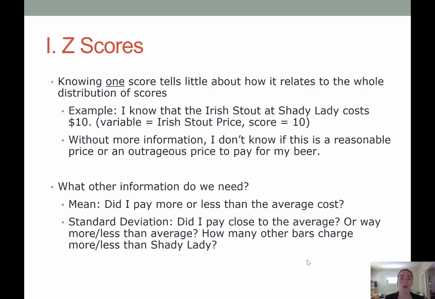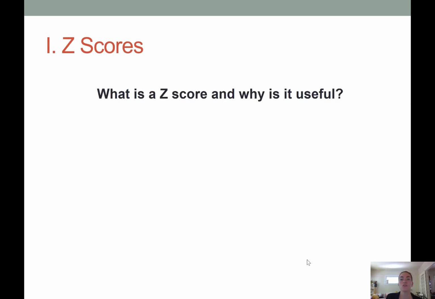I'd also be interested in knowing the standard deviation of that distribution of prices. I'm interested in knowing how much deviation there exists in the prices of Irish Stouts across other bars. So if the mean is $7, are most bars charging at exactly about $7, or is there a lot of spread in the prices that different bars use for this particular Irish Stout? So we are going to use both those pieces of information, the mean and the standard deviation, to figure out if my Irish Stout was actually priced reasonably.